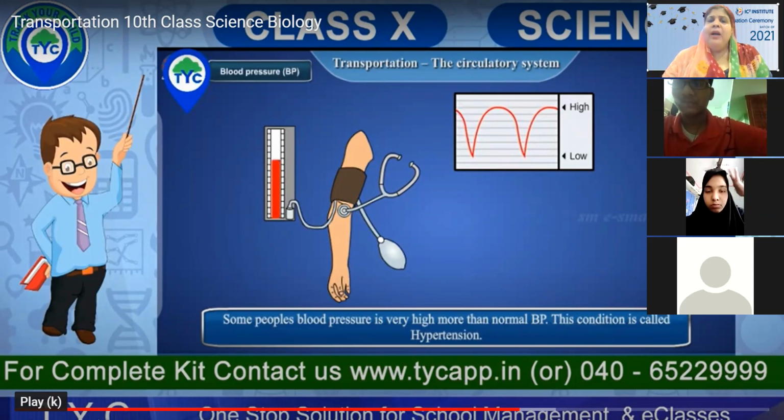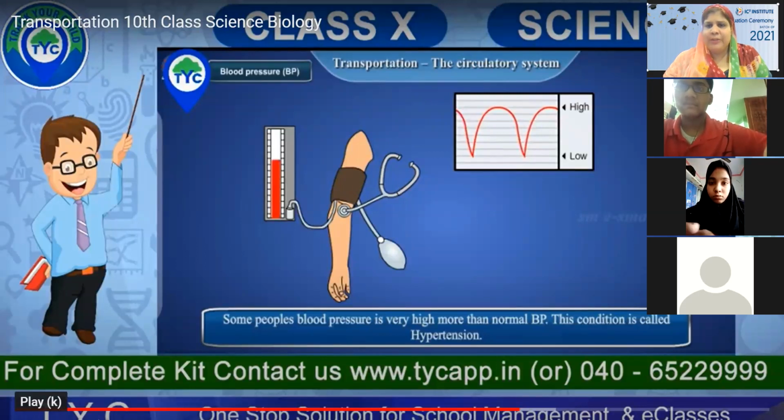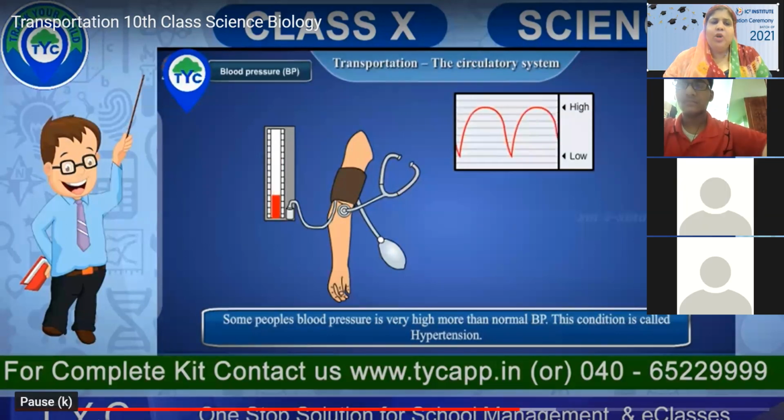Some people have high blood pressure, which means it is more than 120 by 80. If they are having something like 150 by 90, 160 by 100, then it is considered high blood pressure, and it is called hypertension. Hypertension: high blood pressure is the English term, while hypertension must be either Greek or Latin. Hyper means excess tension.